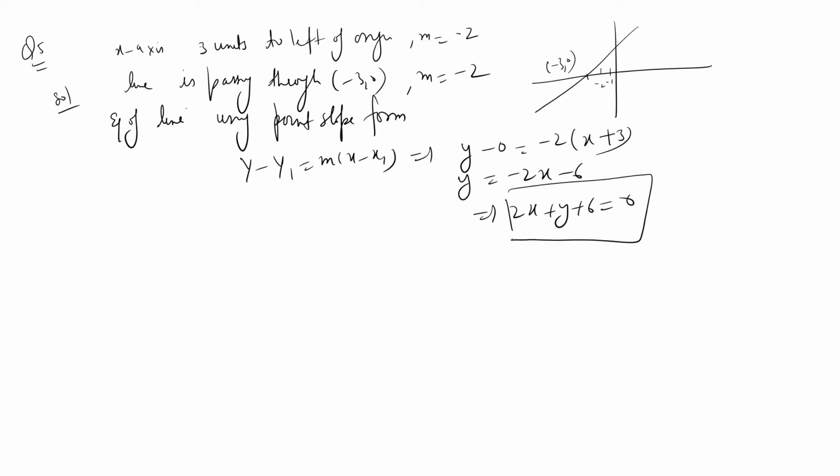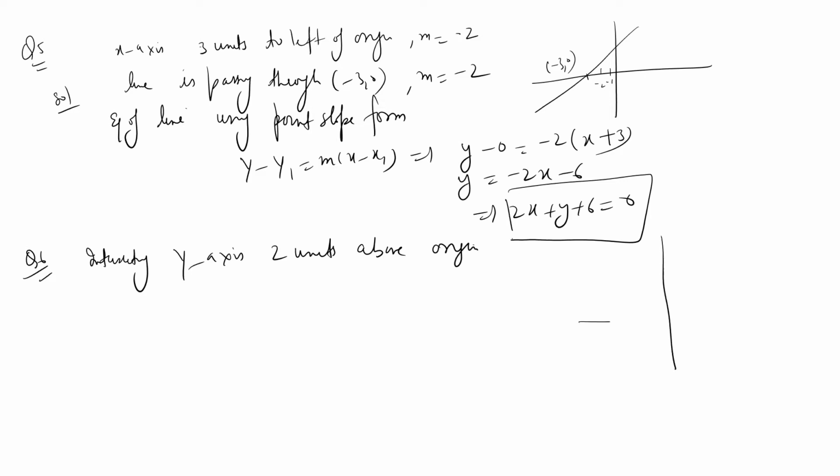Right? Question number 6. Intersecting y-axis at a distance of 2 units above the origin. So now, intersecting y-axis 2 units above origin. So 2 units above origin means it is like, say, 1, it is 2. So it is intersecting y-axis here at point 0, 2. The line is passing through 0, 2.